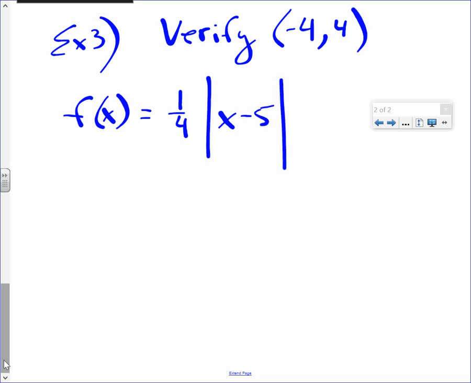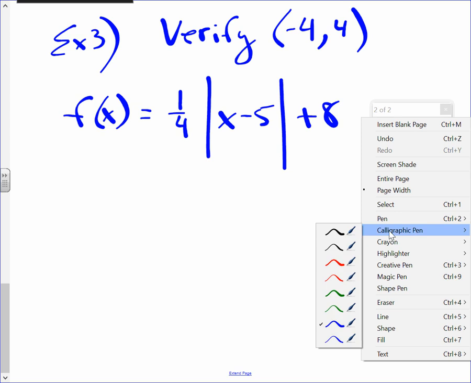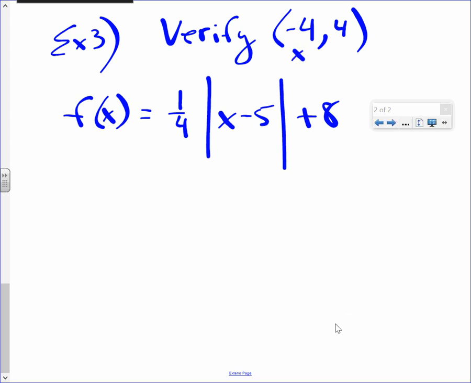We're going to verify negative 4, 4. F of x equals 1/4 absolute value of x minus 5, plus 8. Oh no, we got a fraction. It's time to run to mama. Ready? Relax, it's going to be okay. Here we go. Let's do it.